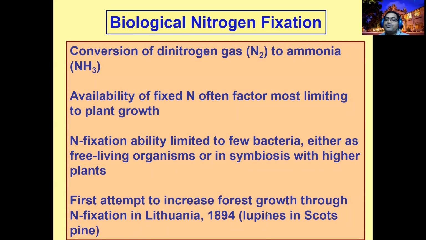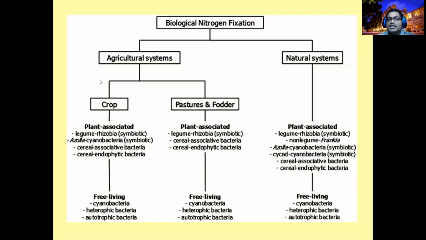The first attempt to increase forest growth through nitrogen fixation was in Lithuania, in 1894, with the lupin species. Right? Increase the forest growth through nitrogen fixation. So if they started in 1894, why is it not a success now? Because of the availability of cheap sources of industrial products, right? So that's what we are facing, this much of environmental cost. Now, how does this biological nitrogen fixation occur in natural and agricultural ecosystems?